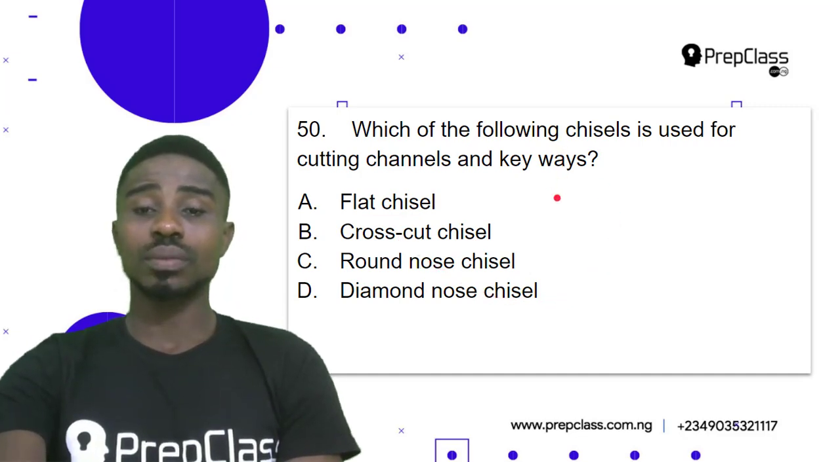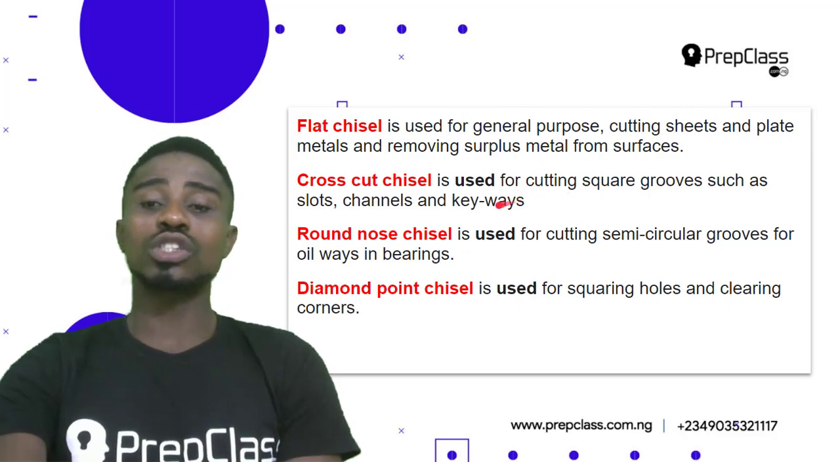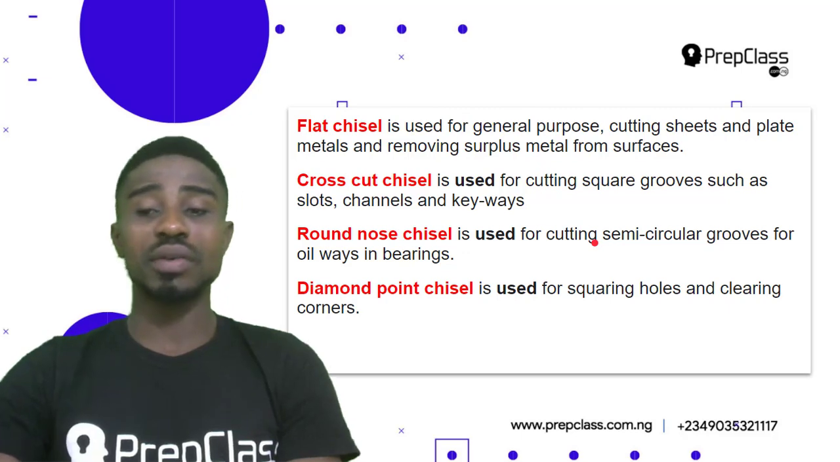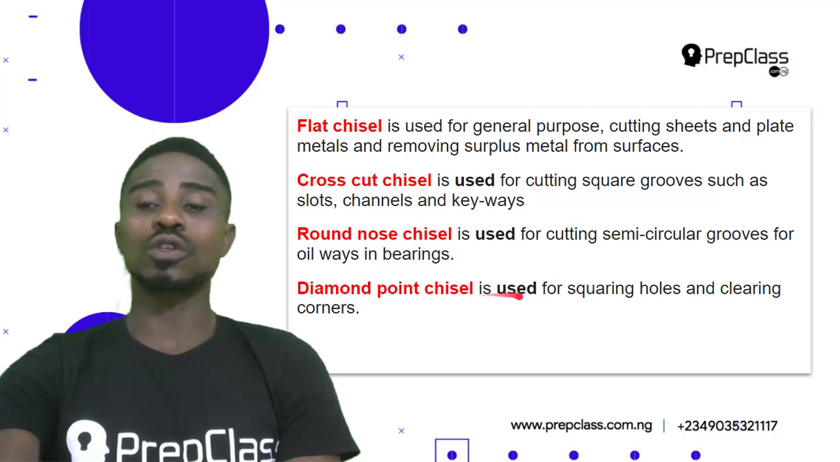Let's check them out. So the flat chisel is used for general purpose, cutting sheets and plate metals and removing surplus metal from surface. So this will not be our correct answer. Cross-cut chisel is used for cutting square grooves such as slots, channels and keyways, and this definitely is our correct answer. The round nose chisel is used for cutting semicircular grooves for oilways in bearings. This is not our correct answer. And the diamond chisel is used for squaring holes and cleaning corners.